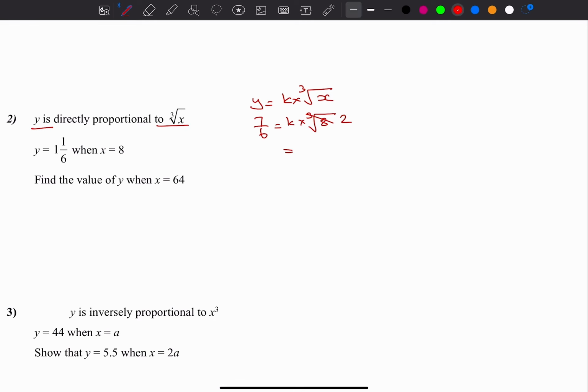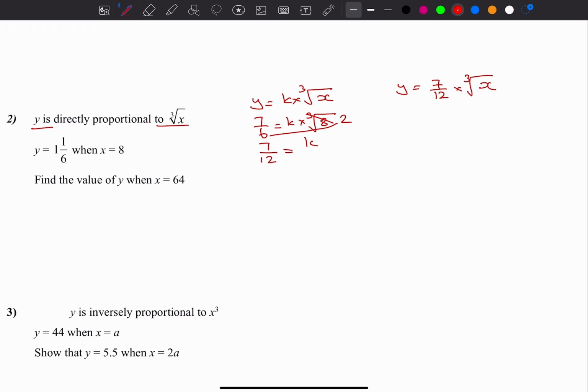You're dividing by that. So k is 7 divided by, so that's 6 times 2 in that case. Divide it like that. That will give you 12. So we know k is 7 over 12. If you rewrite the equation, y equals 7 over 12 times the cube root of x.